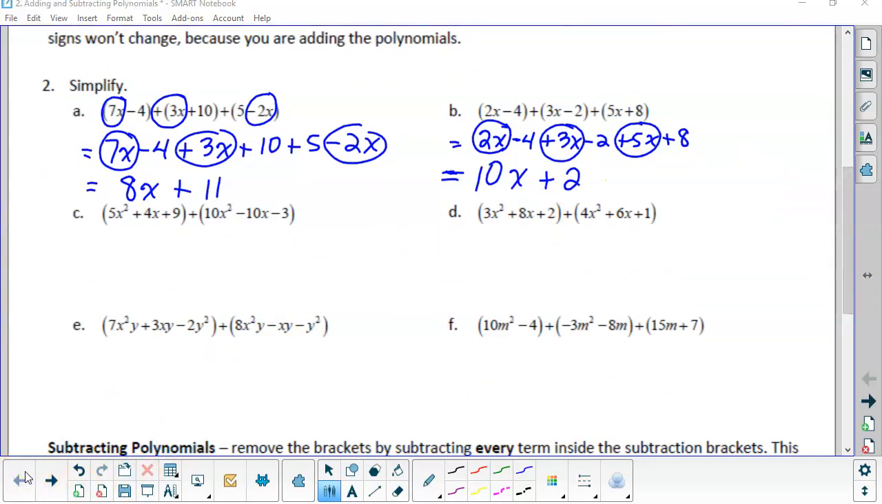Okay, so next one are two trinomials added together. Again, you can copy it out, or you can just look at the x squareds, plus in front. Okay, and then the x's and the constant terms. So 5x squared plus 10x squared is 15x squared. 4x minus 10x is negative 6x, so we showed it as minus 6x. And 9 minus 3 is 6.